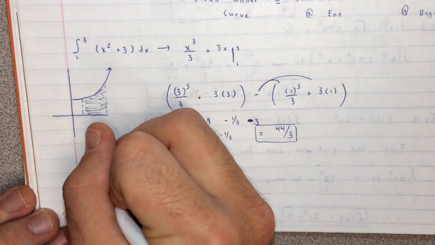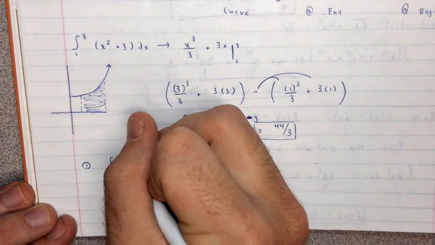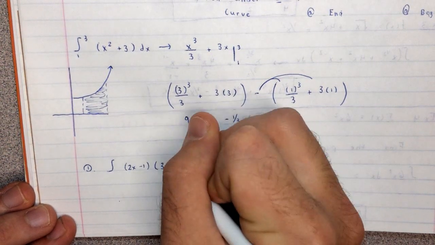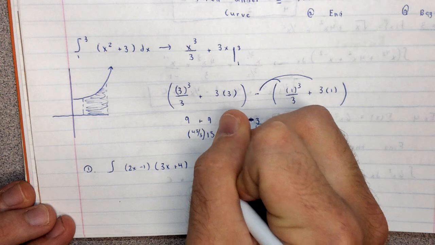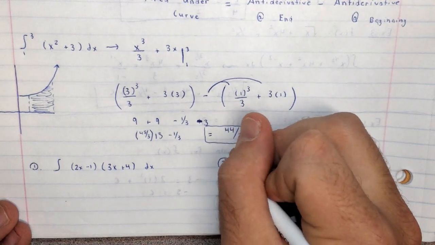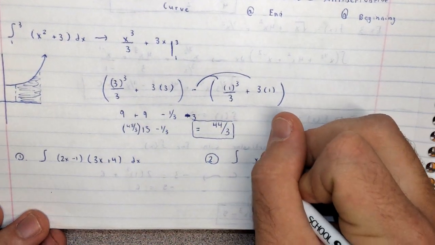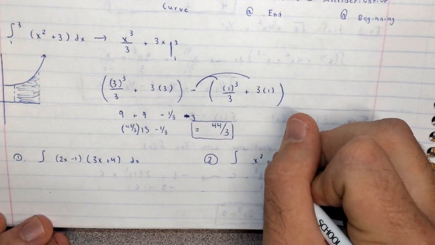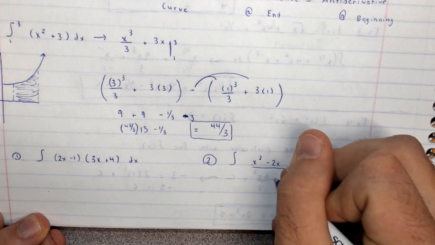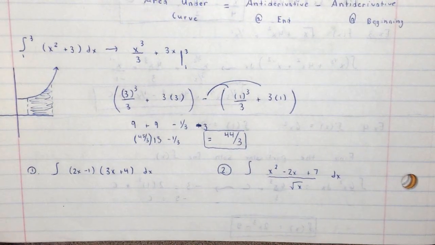Alright, here's the two I want you to do on your own. First one, integral of 2x minus 1 times 3x plus 4 dx. Second one I want you to try, integral of x squared minus 2x plus 7 all divided by square root x dx. Don't get confused.